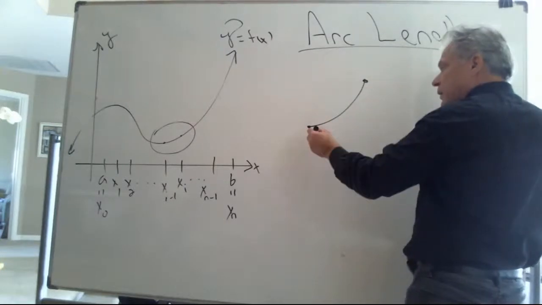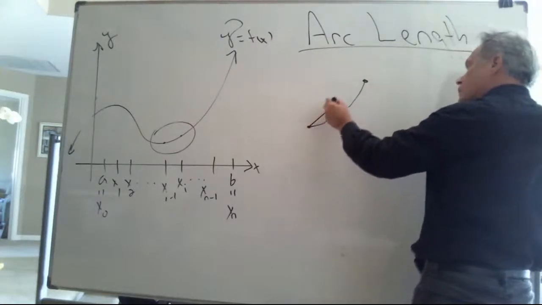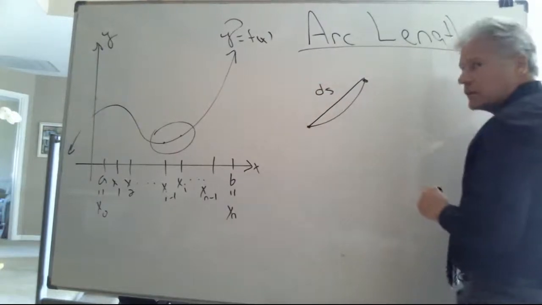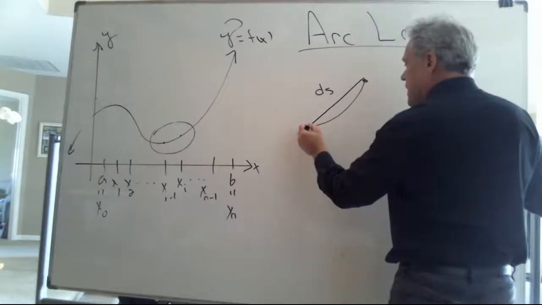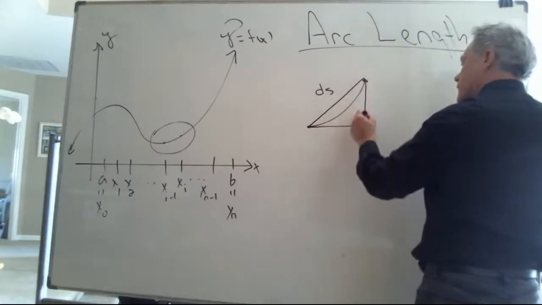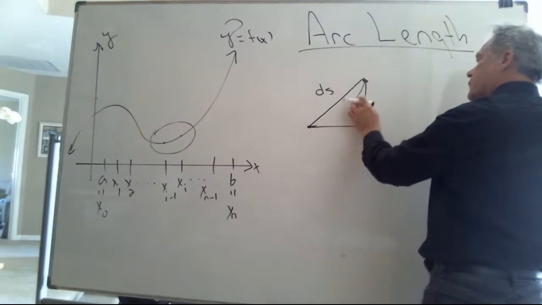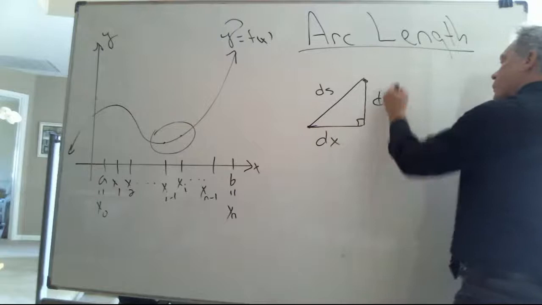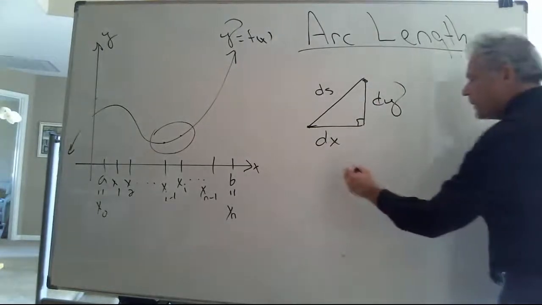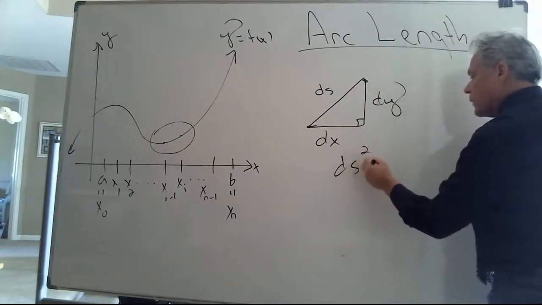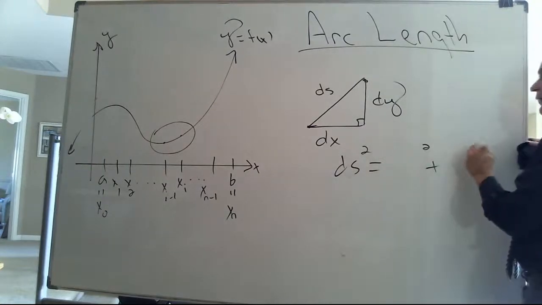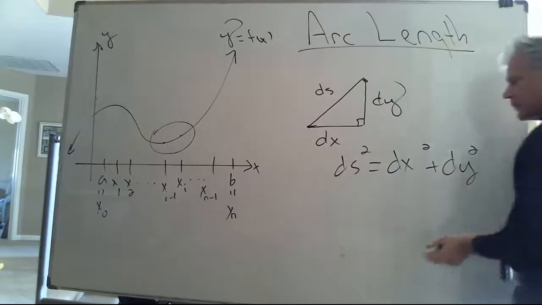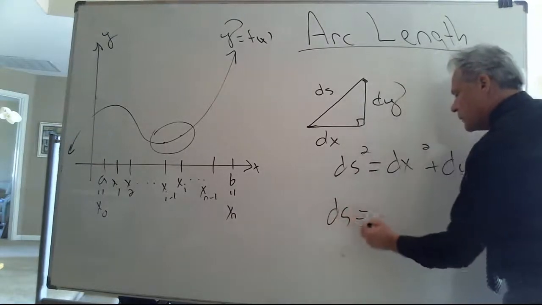Now, to approximate the length of the curve, I'll connect those 2 points together with a line segment, use my differential ds, and notice what happens if I horizontally and vertically connect. I get myself a nifty little right triangle. Here is a small change in the x direction. Here is a small change in the y direction, meaning that ds squared is equal to this, just using my Pythagorean theorem. Now, massaging this, take the square root of both sides.